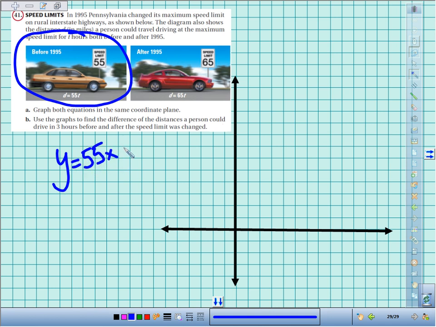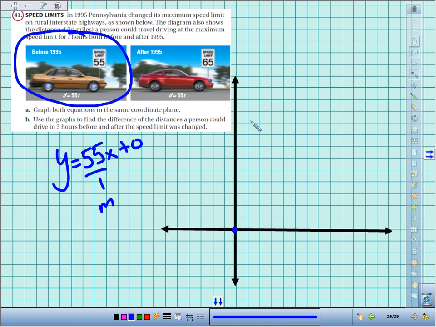Now notice there's no plus or minus anything. It's in slope-intercept form, but we just don't see it. It's plus 0. It kind of makes sense. If we drive for 0 hours, our y-intercept, our beginning value, is going to be 0 miles. But now if we travel for 1 hour, our slope, which is like 55 over 1, that tells us how to move to another point. I need to go up 55 over 1.